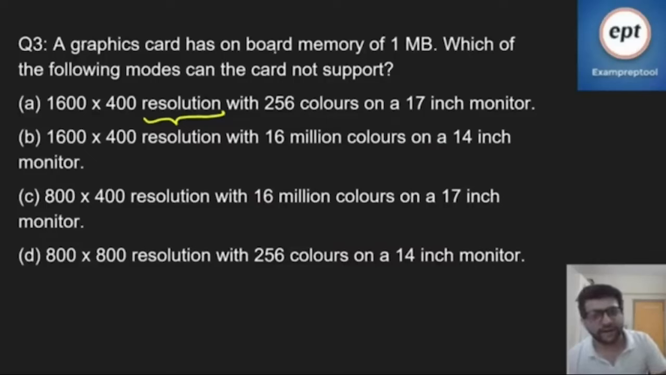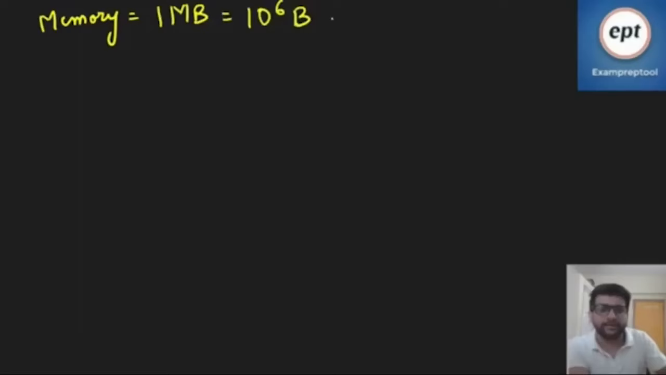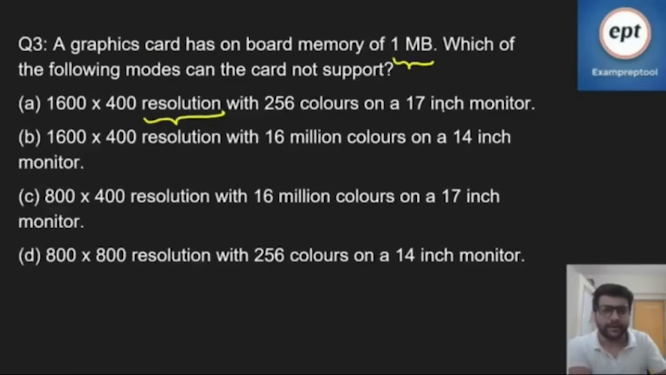A graphics card has onboard memory of 1 MB, right? Let me just write this information. So we have been told that we have a memory of 1 MB, which is 10 power 6 bytes, or also equal to 2 power 20 bytes, right? Which of the following modes can the card not support?